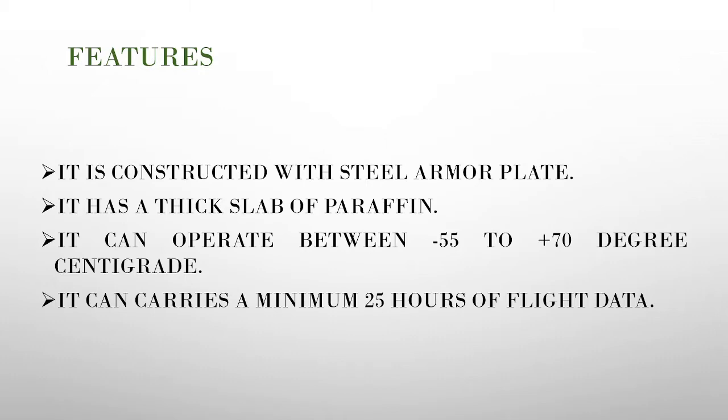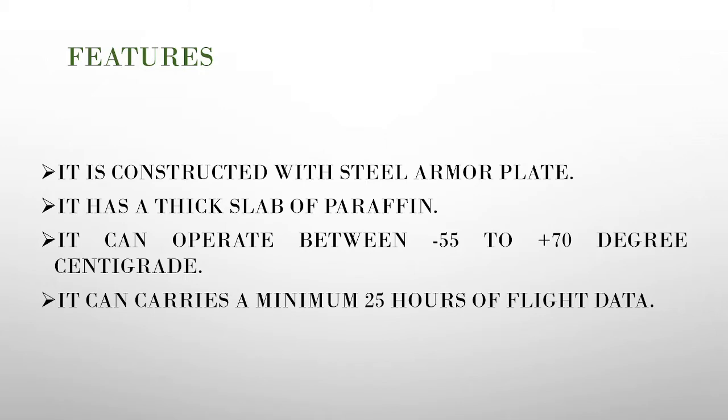features. Features of a black box. It is constructed with a steel armor plate. It has a thick slab of paraffin. It can operate between minus 55 to plus 70 degrees centigrade. It can carry a minimum of 25 hours of flight data.